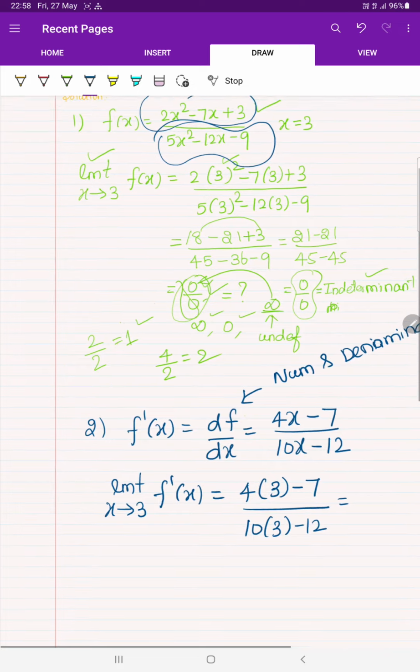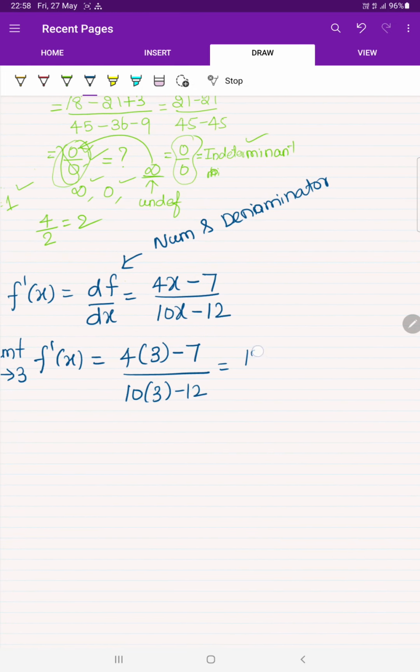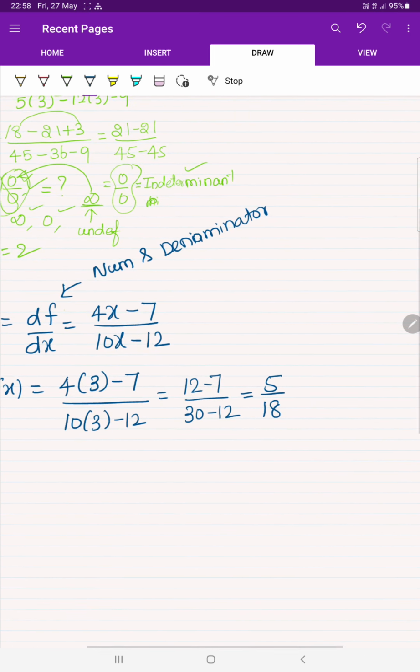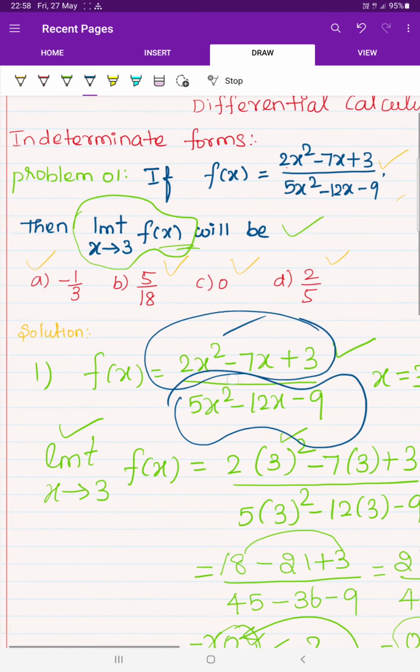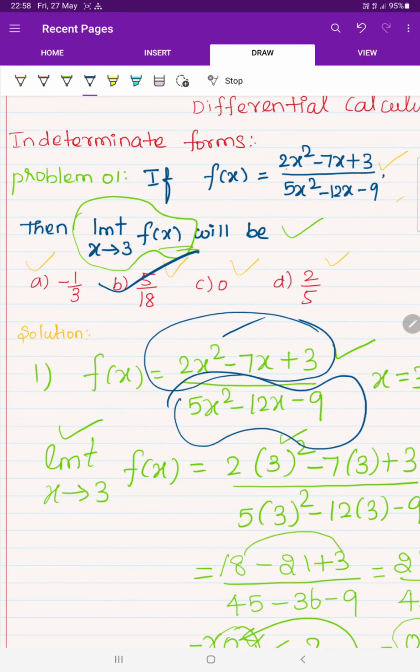So this will be equal to 4 into 3. What is the value? 12, sir. So 12 minus 7 upon 10 times 3 will be 30, 30 minus 12. So what is the resultant answer? 12 minus 7 will give you 5 upon 30 minus 12, that will give you 18. So the expected value, now is 5 by 18 a finite value or not? Yes, sir, this value is finite. Finite value means this is the resultant determinate value. This is not an indeterminate value, this is a finite value. So the correct expected answer for the above question is 5 by 18. So go back and select your answer as 5 by 18.